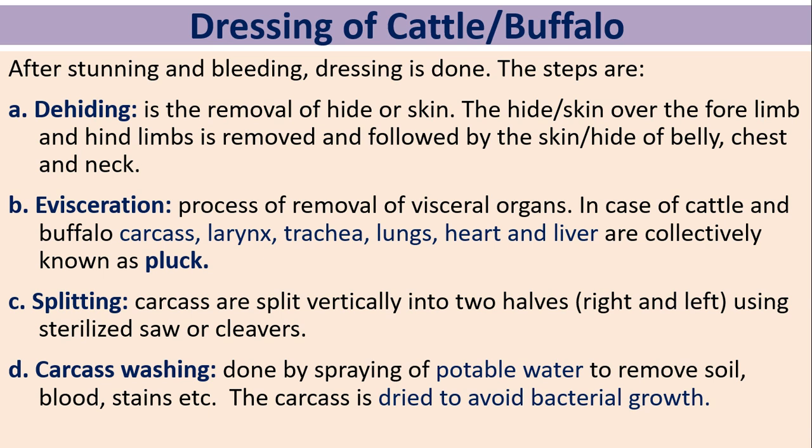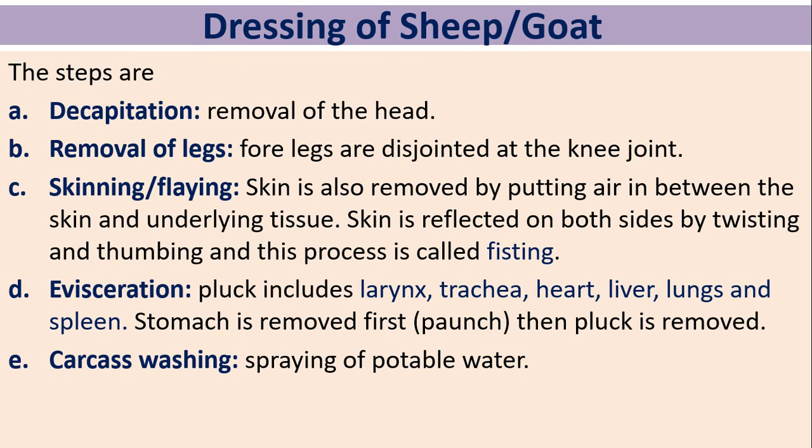Next, splitting. Carcasses are split vertically into two halves, right and left, using a sterilized saw or cleavers. Next, carcass washing. It is to be done by spraying potable water to remove soil, blood and other stains. The carcass is dried to avoid bacterial growth. Dressing of sheep or goat.